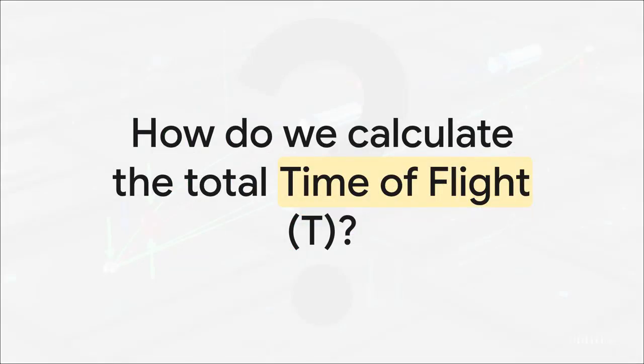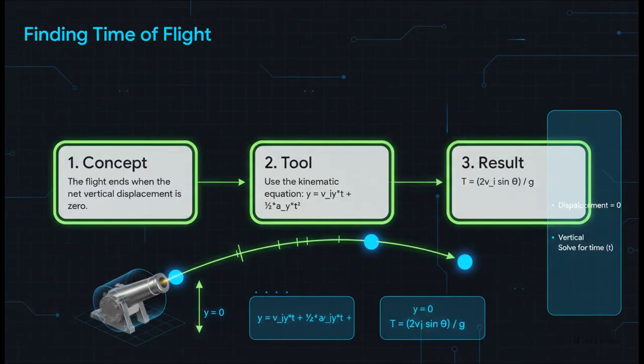All right, next big question. How long is the projectile going to stay in the air? This is its total time of flight. Let's start with the concept again. If we assume our projectile lands at the same height it was launched from, then its total vertical journey is zero, right? It ended up right back where it started, vertically speaking. So we can take another one of our kinematic equations, set the vertical displacement y to zero, and just solve for time. This gives us the formula for the total time of flight, t.